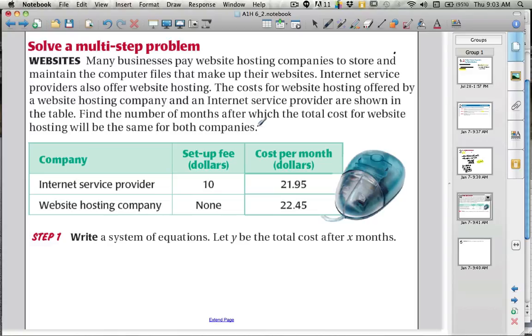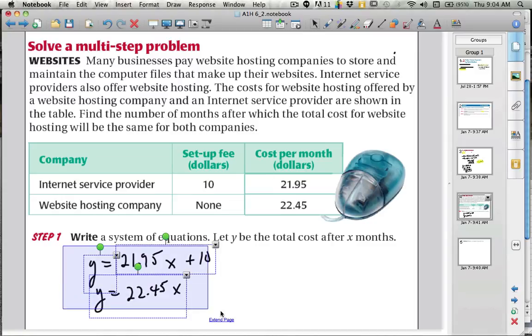Find the number of months after which the total cost for website hosting will be the same for both companies. So what we're going to do is write an equation for this company and for this company for cost, and where they intersect, that would be the place where the costs are the same. I have a setup fee of $10 and a cost per month. So y, my total cost, is equal to the price per month, $21.95, times the number of months, x, plus the setup fee, $10. And on the website hosting company, there is no setup fee, so it's just the price per month, which is a little more, times the number of months. So this is my linear system.